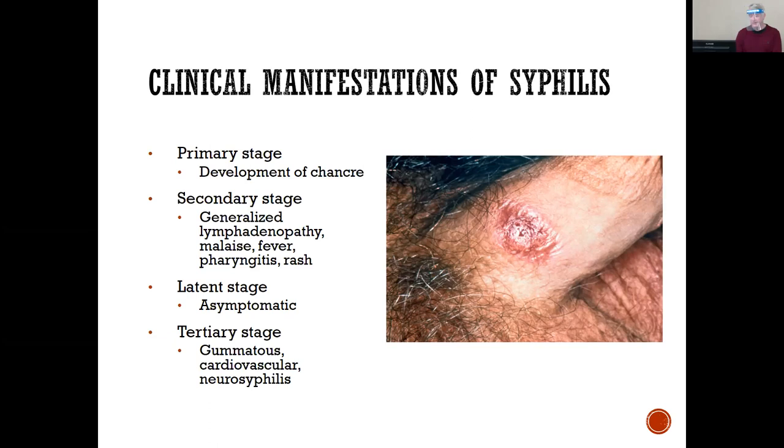Then it can go to a secondary stage, and this is after the canker heals. It goes into a stage of more of a rash. So you get generalized lymphadenopathy, malaise, fever, sore throat, and a rash would be the secondary stage of syphilis. Then after secondary stage, it goes to a latent stage where the patient becomes asymptomatic. And then the last one is a tertiary stage. If it moves to that, we get the gumma formation. And then you can have cardiovascular issues and neurosyphilis. Okay? So this is a progression.